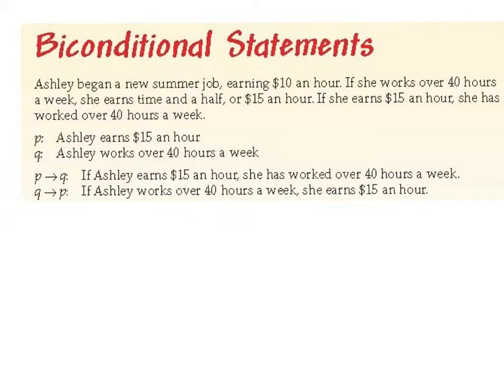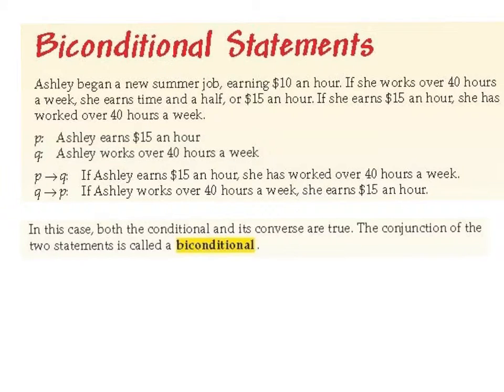We can let P represent the sentence Ashley earns $15 an hour, and Q represents the sentence Ashley works over 40 hours a week. If P then Q would then be, if Ashley earns $15 an hour, she has worked over 40 hours a week. And if we did the converse of that, if Q then P would be, if Ashley works over 40 hours a week, she earns $15 an hour. In this case, both the conditional and its converse are true.